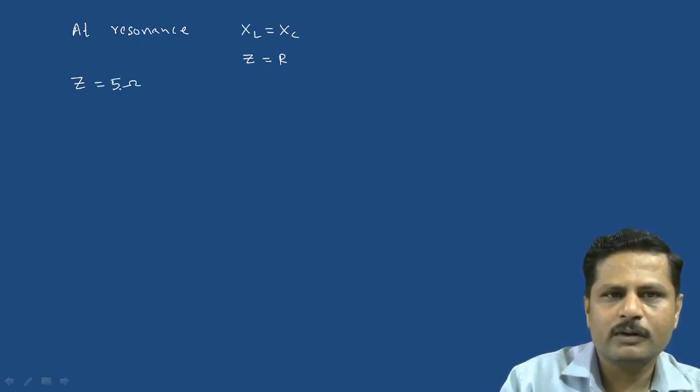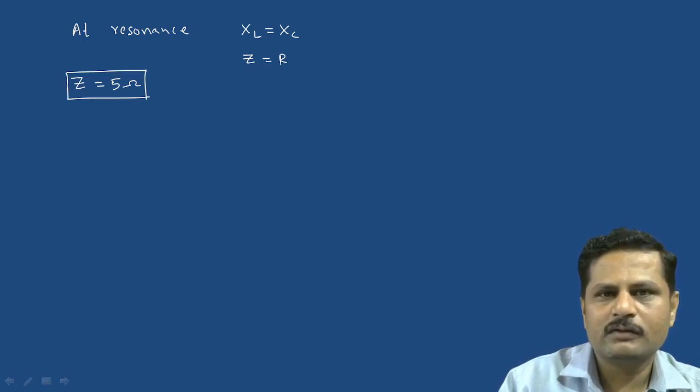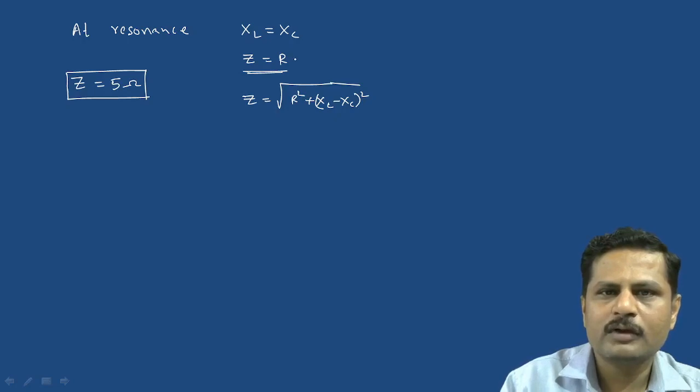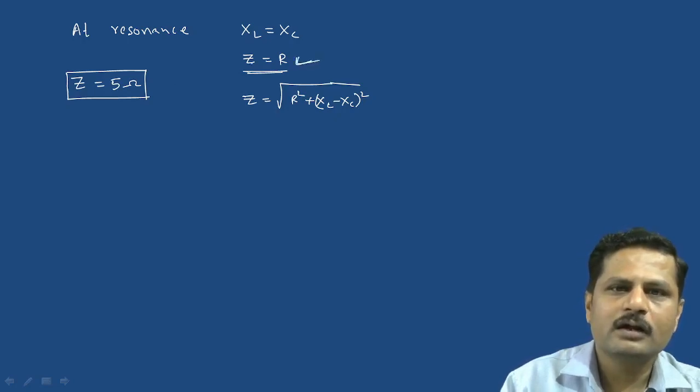This is the impedance. At resonance XL equals to XC, so Z equals to R. Now Z equals to 5. How can we get this? Because we know that impedance is equals to square root of R square plus XL minus XC whole square. If XC is equals to XL, then the square root of R square becomes R. So we could write Z equals to R. So we have impedance 5.